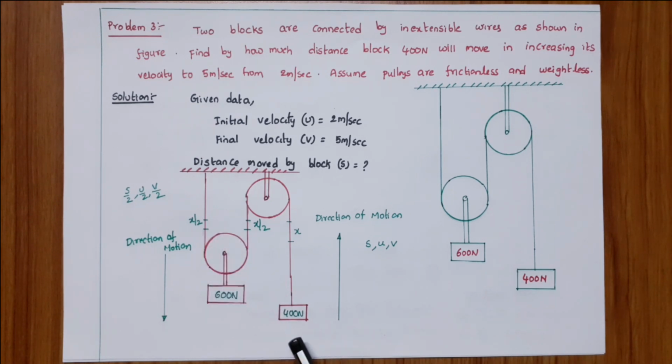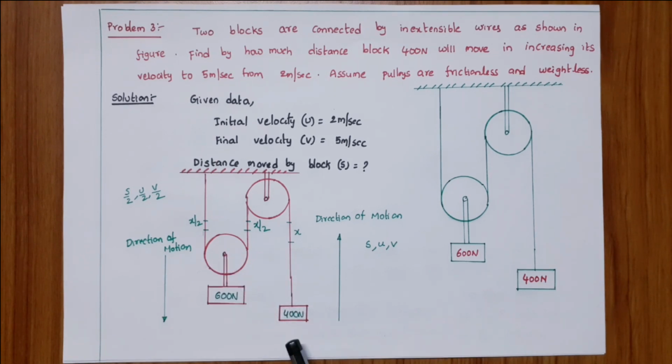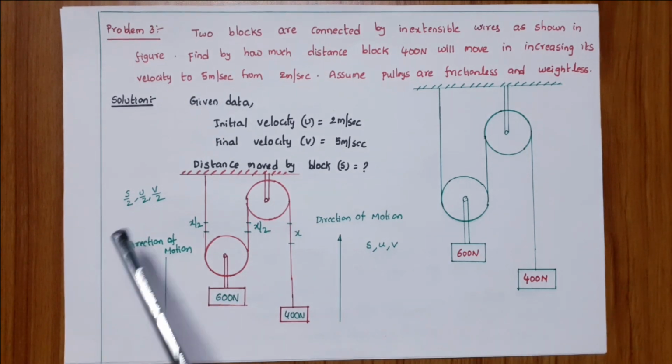Suppose the 400 Newton block moves x distance. Here the x distance is shared by the two strings. Finally the 600 Newton block will move x by 2 distance. So x distance is shared by the two strings, x by 2 plus x by 2, nothing but x. The 400 Newton block moves s distance. The 600 Newton block will move s by 2 distance.